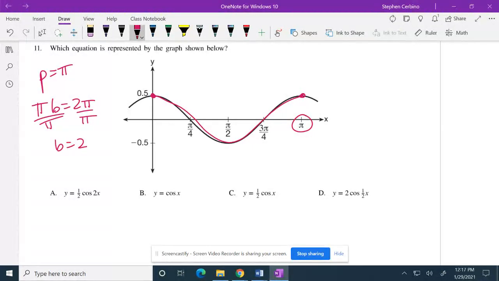Why do I care about the frequency? I noticed that a lot of my choices had different frequency values. So B does not have a frequency of 2, nor does C, nor does D. The only one that does is A. Remember, frequency is B. It's the number that's next to X.